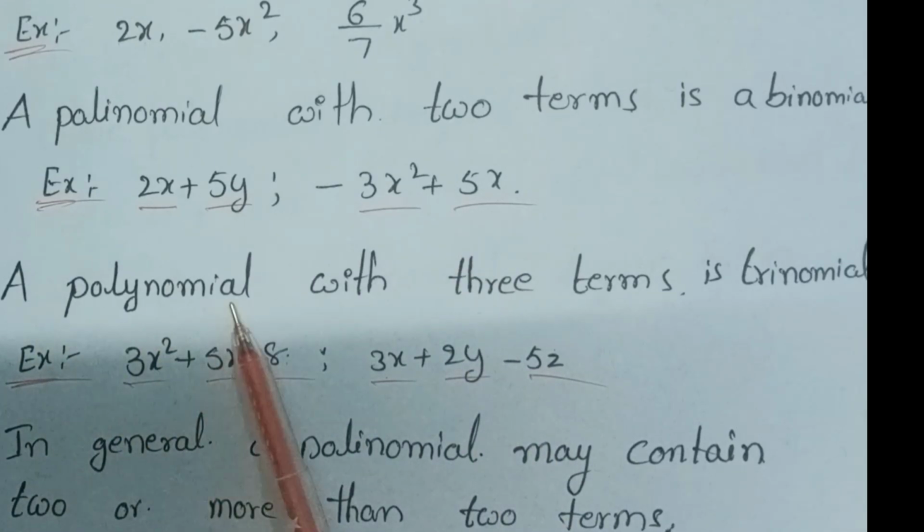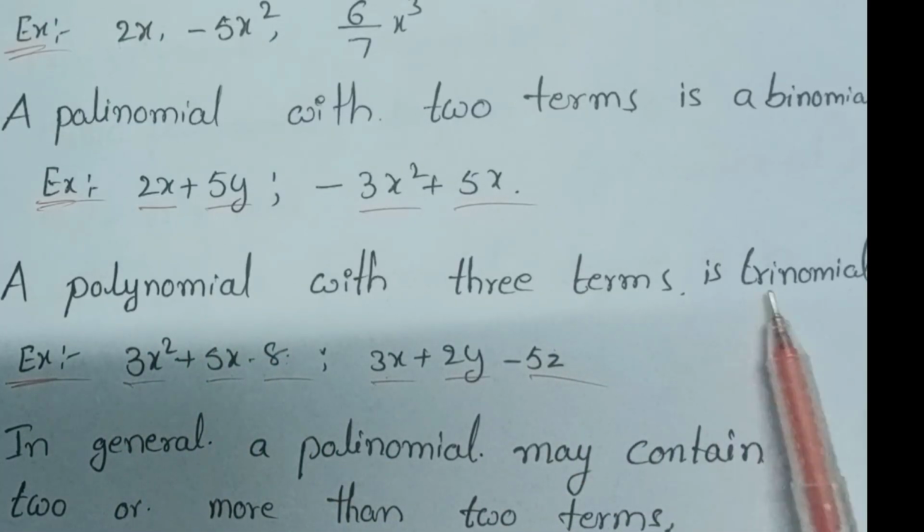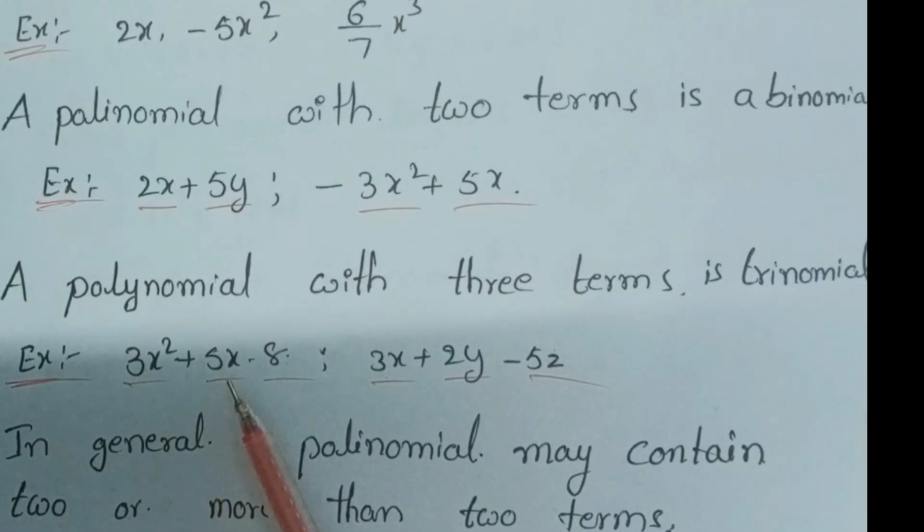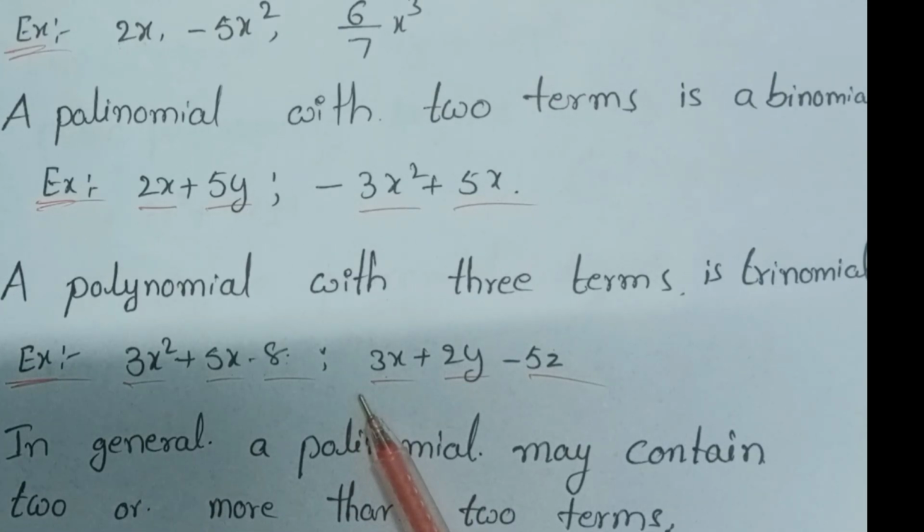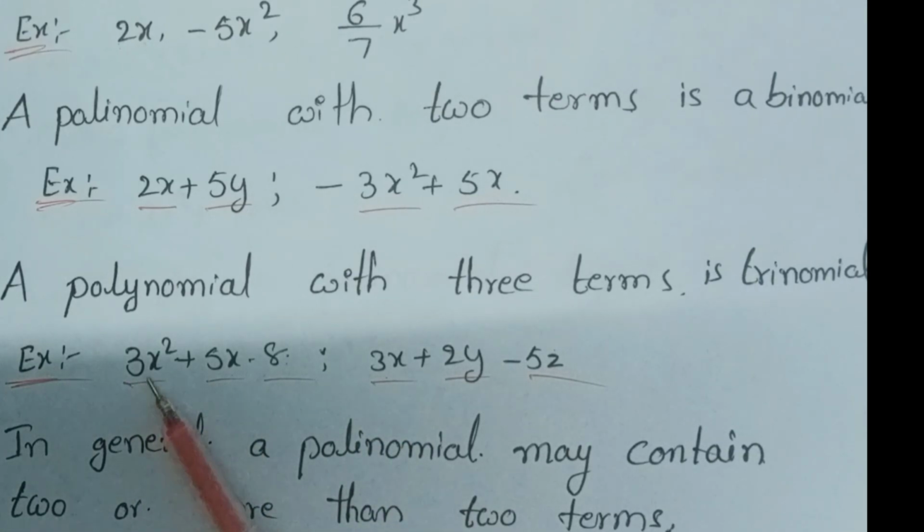Next, a polynomial with three terms is a trinomial. This polynomial has three terms: the first term, the second term, and the third term. This equation includes three terms. Here also there are three terms. So these kinds of polynomials are trinomials. Trinomial means three terms, binomial means two terms, monomial means a single term.